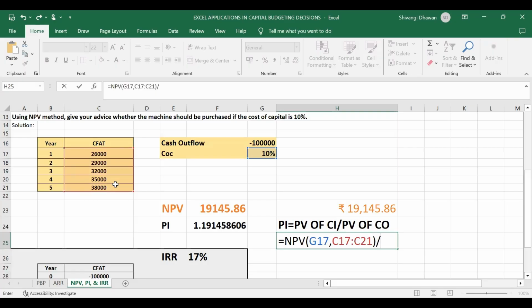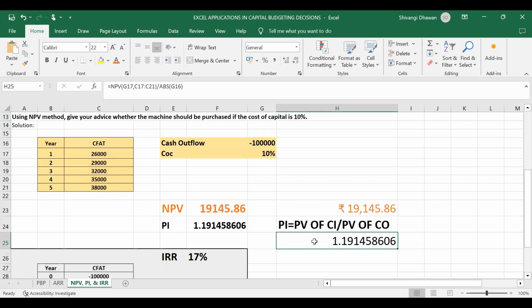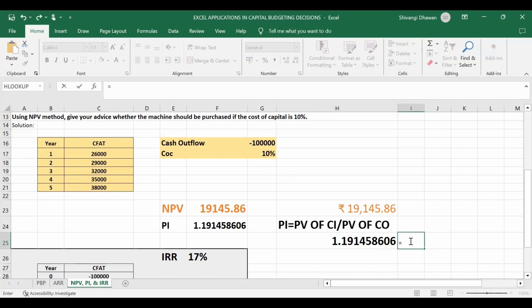lakh. You can directly write 1 lakh, or if you take the self-referencing, this is in negative, so we can't take it as negative. So we can use the ABS function, the function to make the number free of any signs. I am taking this, close the bracket and enter. This will give you PI as this. If you don't want to use the absolute function, you can also write it as NPV, the rate, all the CFATs, close the bracket and divide it by 1 lakh. You can write that manually and you will get the same answer.